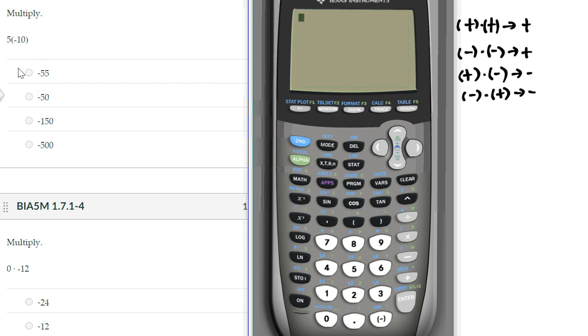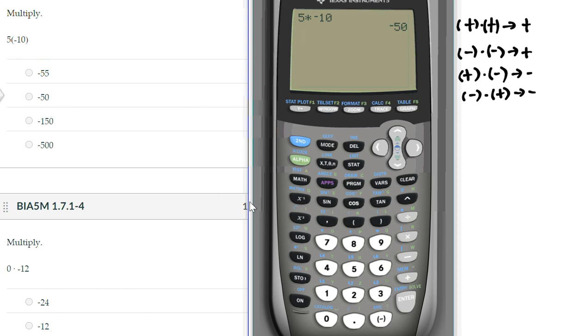Now, let's look at the multiplication and the divisions. Here we have a positive number times a negative number. So basically it is 5 times negative 10. You want to press this key, negative 10. Then you get negative 50. That will be this answer.